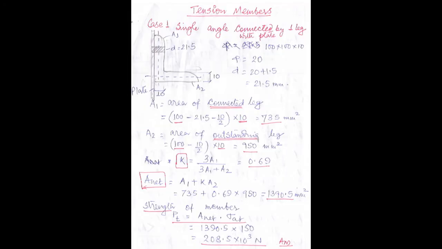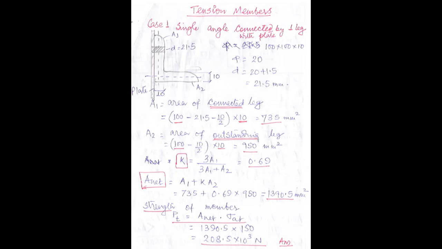This I have given as case number 1. Case number 1 is what? Single angle connected by one leg with plate. Okay, so see the diagram very carefully and I will explain you, and remember that I will discuss 2-3 more cases, but if you understand this first one, the basic one which I have named case 1, the subsequent ones you will understand automatically. So please try to understand this case number 1.